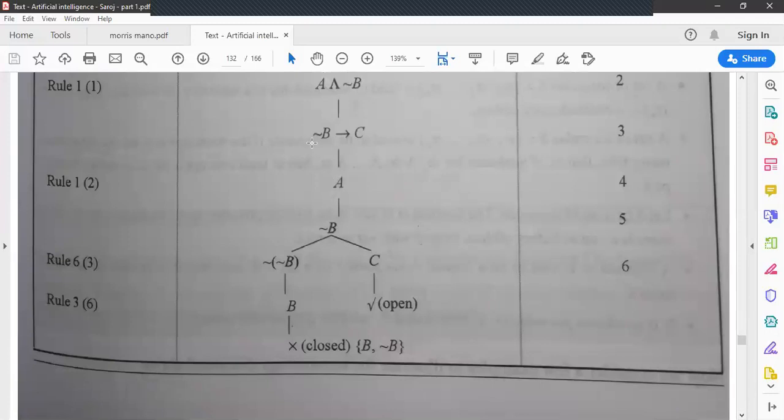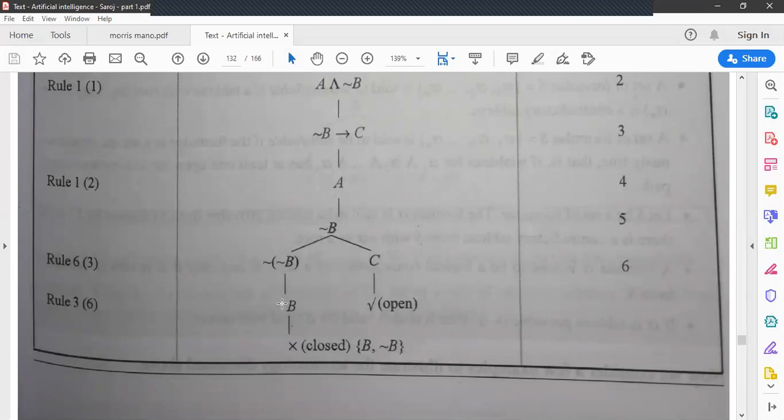On line number 3, you can find that you have not B implies C. So how you are writing it: because not B is like alpha, one more not you have to introduce. So not B and this C.